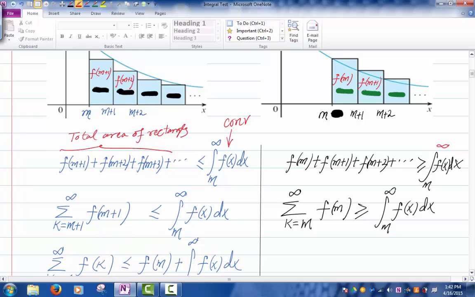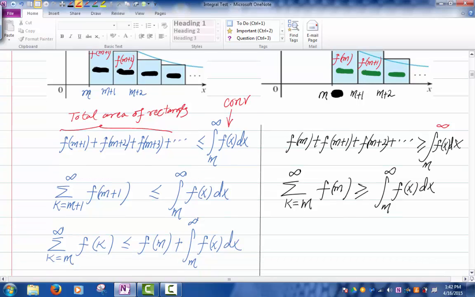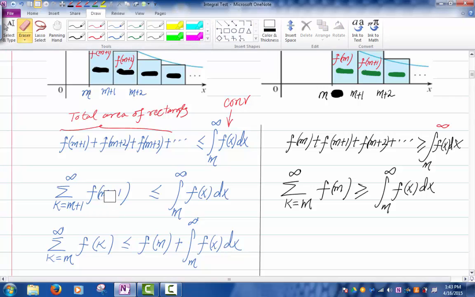Well, what I'm doing next is that on both sides of the inequality, I am adding f of m. So first of all, I am writing the sum f of m plus 1 plus f of m plus 2 dot dot dot, that infinite sum, with summation notation, k going from m plus 1 to infinity of f of k. Sorry, there is a typo here. This should be f of k. Okay? So k going from m plus 1 to infinity, right? That's the left-hand side. The right-hand side is still the integral from m to infinity.